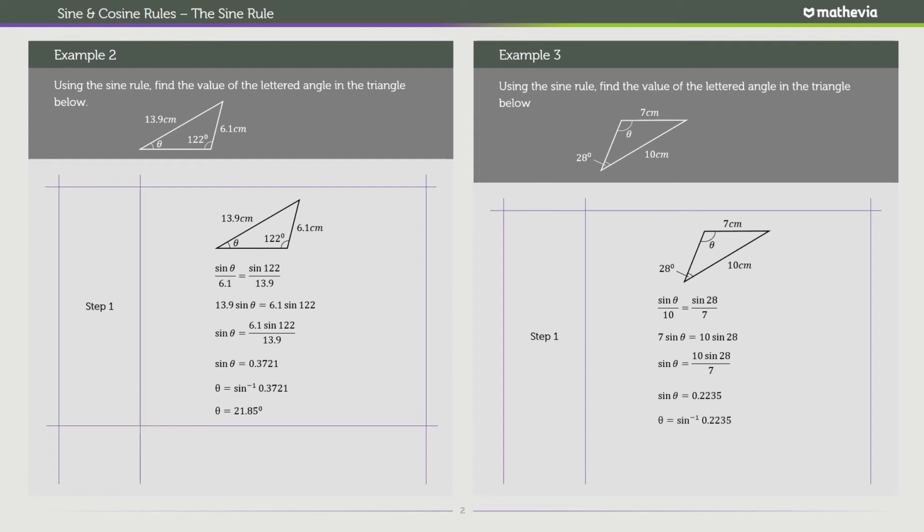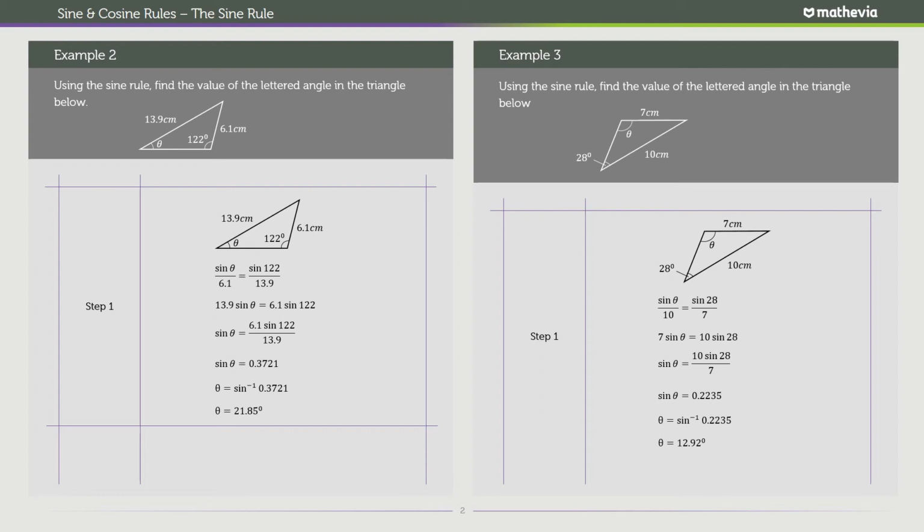Okay, and then to get theta, you find the sine inverse of 0.2235 on your calculator, and you have 12.92. Now, something very interesting. We have theta equals 12.92. But if you look back at the diagram we have there, that angle is clearly not 12.92. That angle is bigger than 90 degrees.